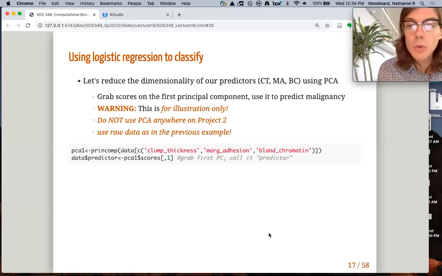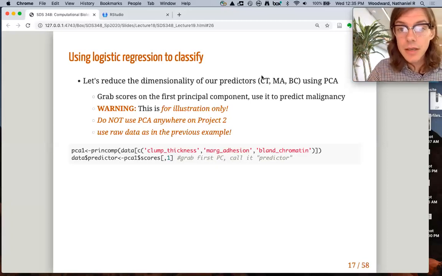So again, this is just for illustration. I just want to take these three variables, clump thickness, marginal adhesion, and bland chromatin, and condense them down into one single variable that still accounts for a good proportion of the total variation in these three variables. Is there one variable that can account for most of this variation?